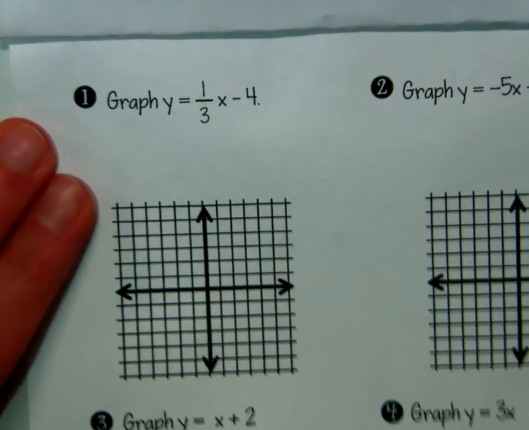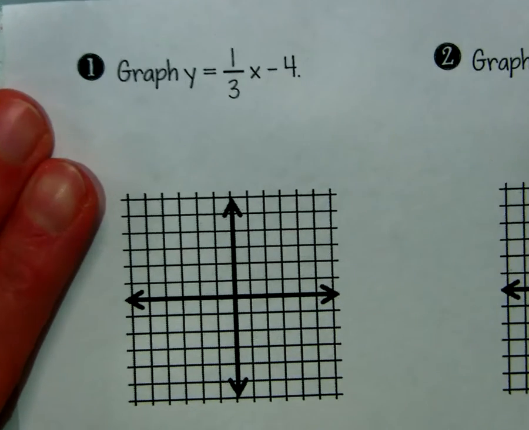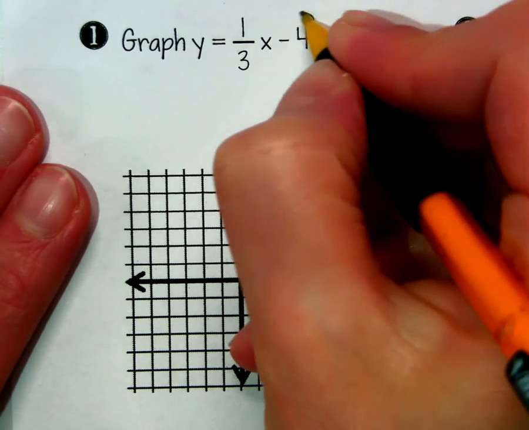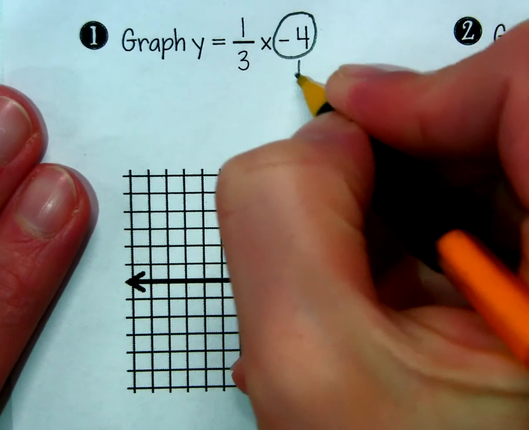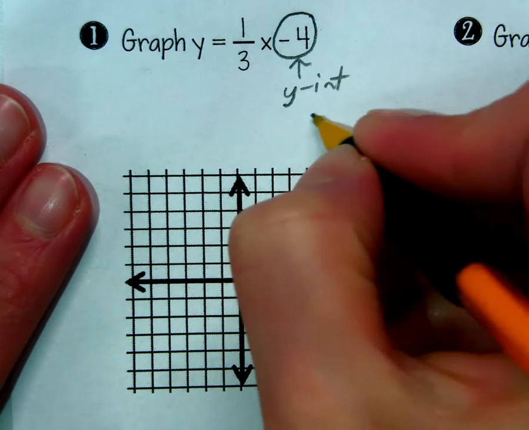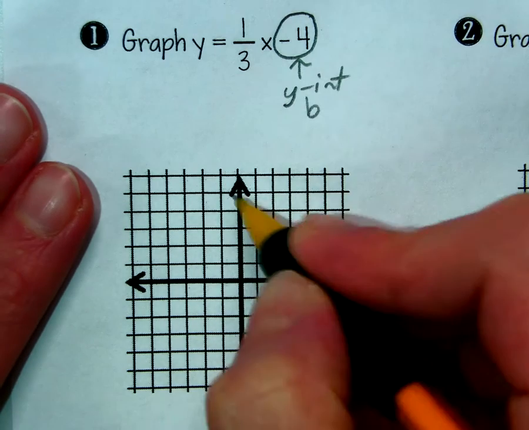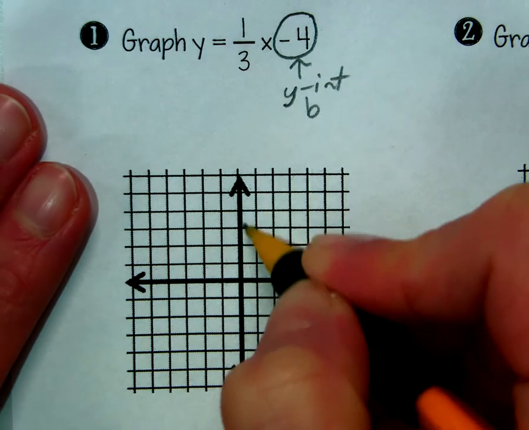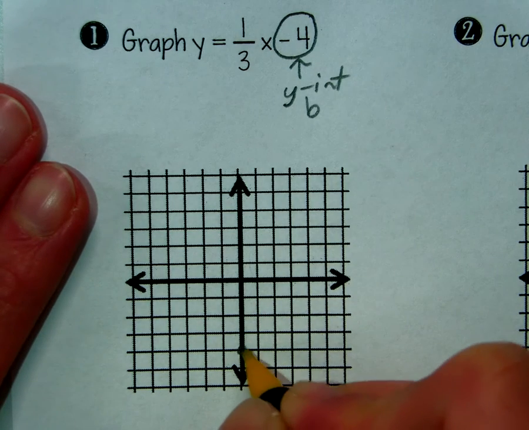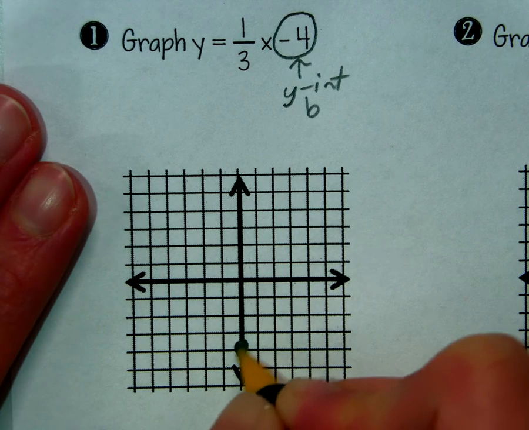Let me zoom in on example 1. All right, so our first thing that we do is we find the y-intercept. So that's right here. That's my y-intercept. That's my beginning point, my B. And so if I go to the y-axis, which is the one that goes up and down, I'm going to go down to 1, 2, 3, 4, -4, and that is my beginning point.